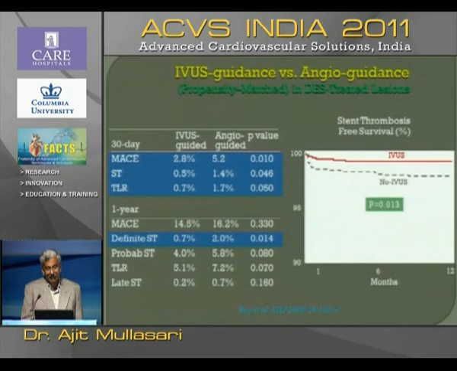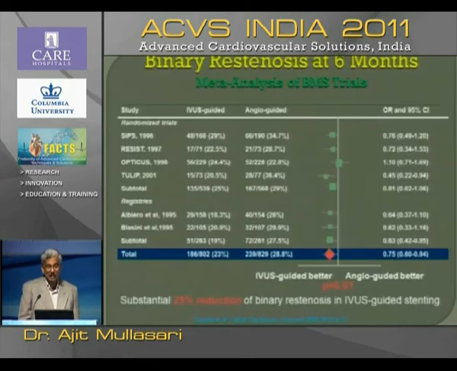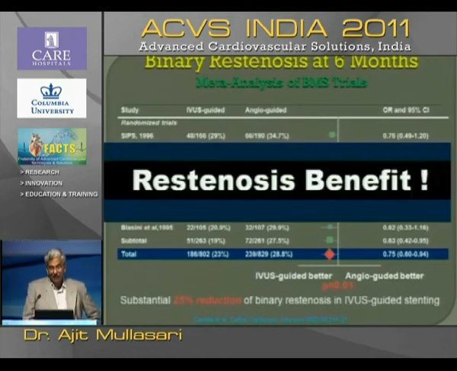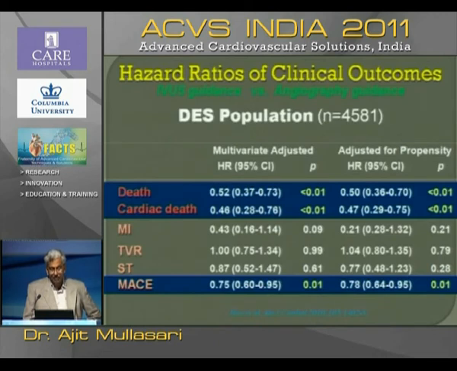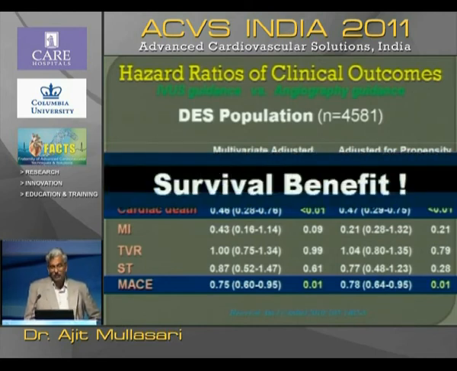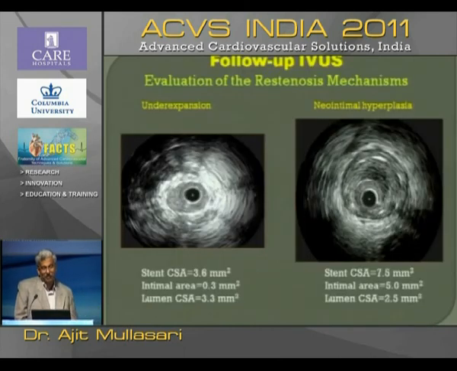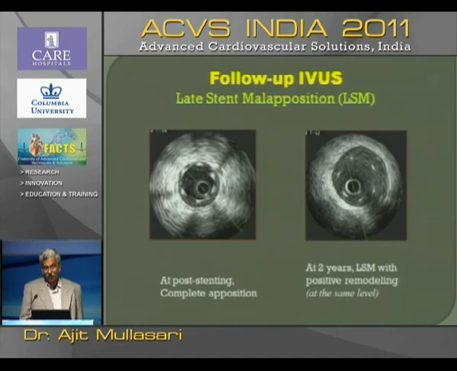IVUS-guided versus angiographic guidance definitely reduces stent thrombosis in DES-treated patients. So IVUS-treated patients had less stent thrombosis than non-IVUS-treated patients. And in a meta-analysis of BMS trials, the 6-month restenosis was better with IVUS-guided therapy. Clearly, in a 4,000-patient DES study, MACE events were lower in patients who had IVUS guidance as compared to angiographic, so there's a survival benefit. This also shows that IVUS is important for identifying under-expansion and neointimal hyperplasia as the cause of restenosis.